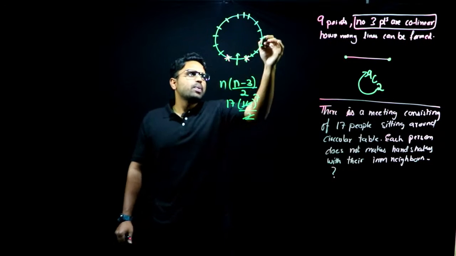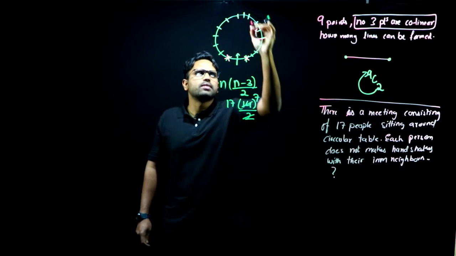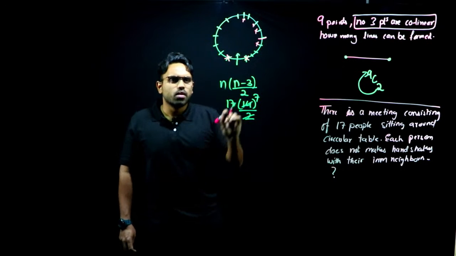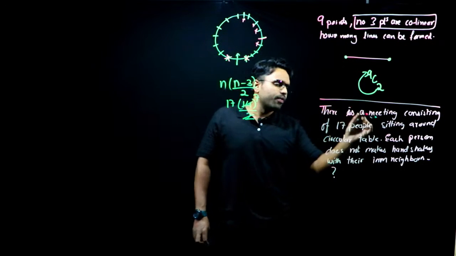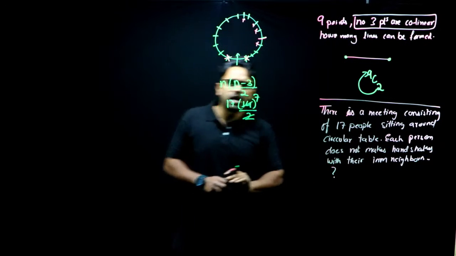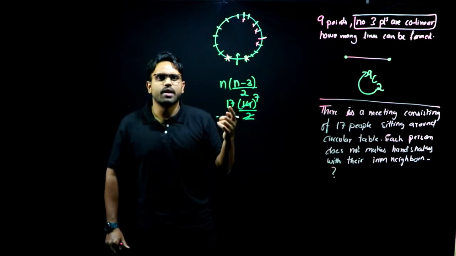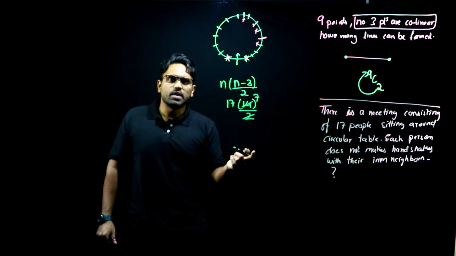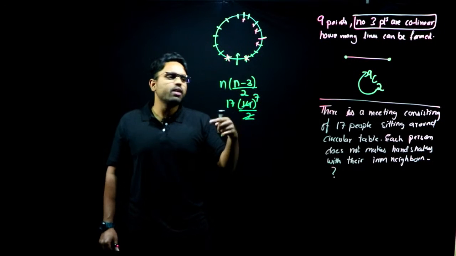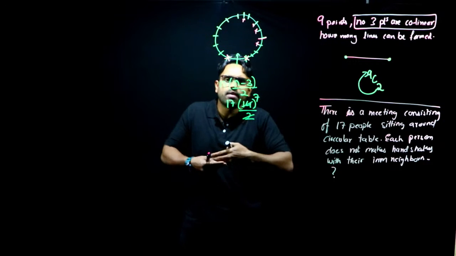Now, each person cannot make a handshake with his neighbor. This person cannot make a handshake with this person. So, how many handshakes will be made if 17 people sitting around a circular table cannot make handshakes with their immediate neighbors? When we were dealing with the arrangement where every person was making a handshake with every other person, we took n-1. We were deducting only one. Why were we deducting one? Because he cannot make a handshake with himself and that doesn't count.